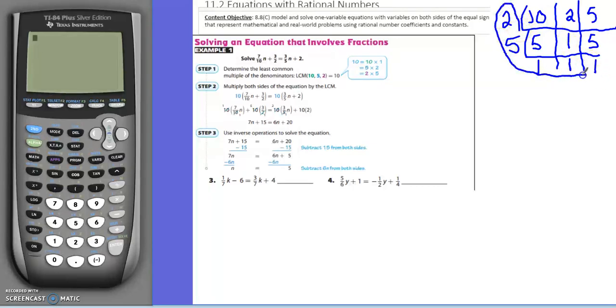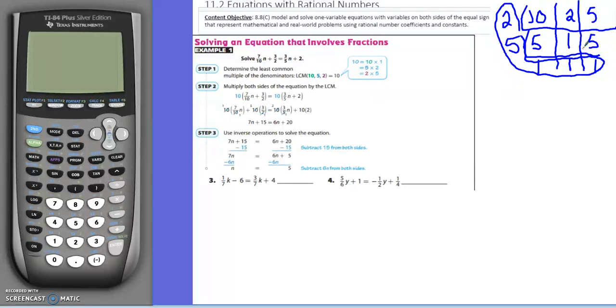We multiply everything on the outside of the ladder. 2 times 5 is 10, 10 times 1 is 10, 10 times 1 is 10, 10 times 1 is 10. So the least common denominator is 10. That's one way of doing it.